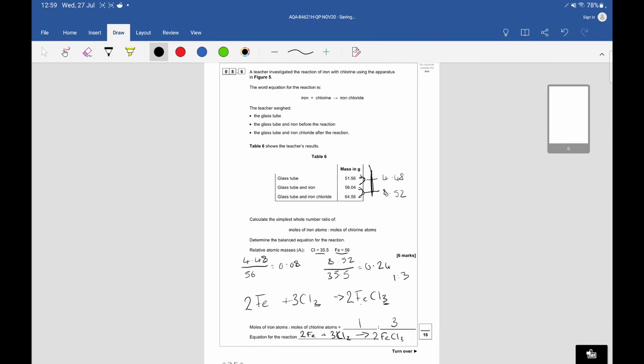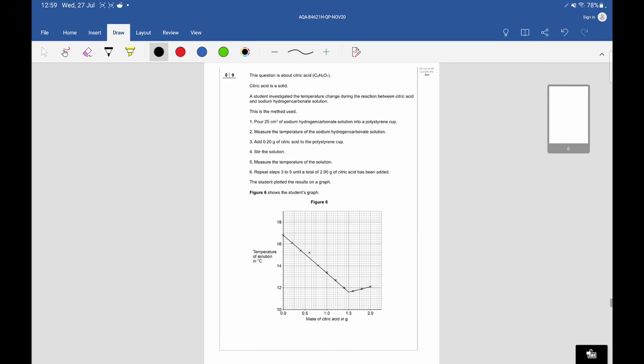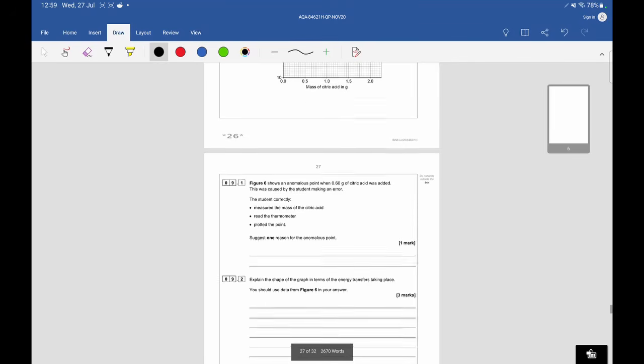And that's all we had to do in that question. Question number 9. So the question's about citric acid. And we had to read through this information here and look at the method. I'll come back to that in a second.